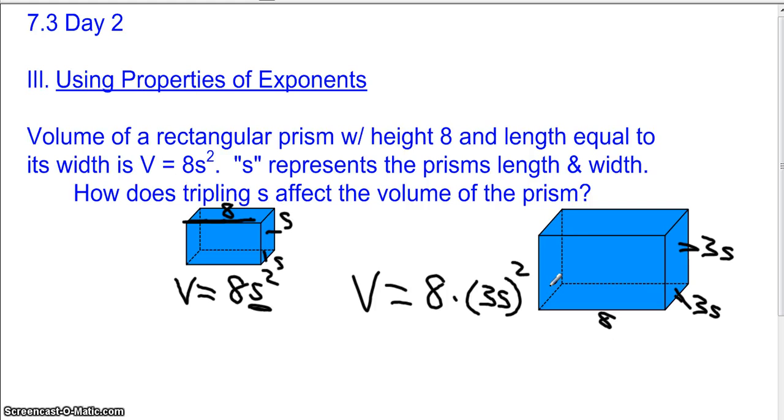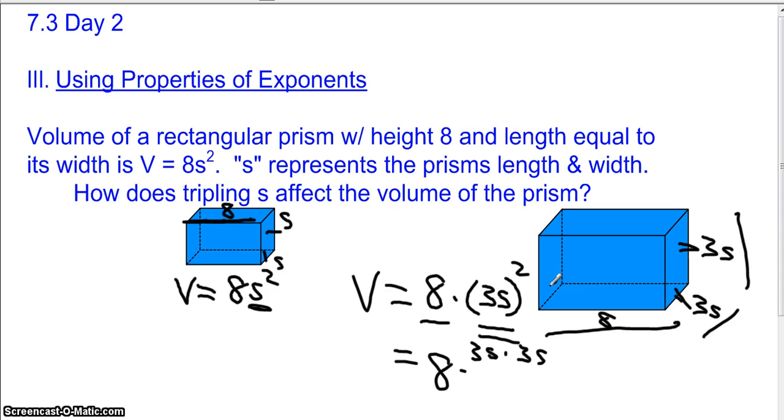Because to find the volume of a prism, we have 3 dimensions, don't we? We have base times width times height, which is in this formula. We have 8 times the width times the height. There it is. Okay? So when we simplify this, we have 8 times, what is 3S squared? 3S times 3S. 3S times 3S is 9S squared.